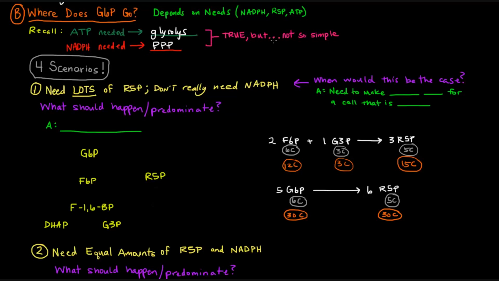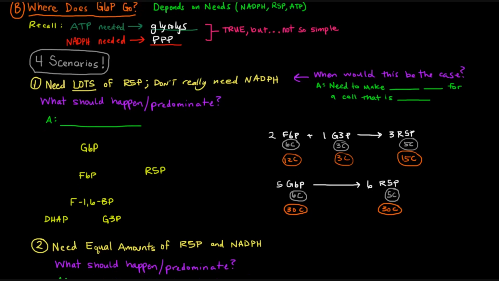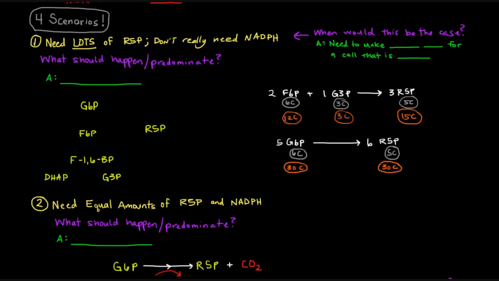And this is true, but it's not that simple. It's a little bit more complex than that. In fact, there are 4 scenarios that we can consider and kind of think about what's going on with this glucose 6-phosphate. Where is it going? Okay, so let's go through these scenario by scenario. First scenario, let's say we need lots of ribose 5-phosphate, but we don't really need NADPH very much. Okay, so let's consider that.